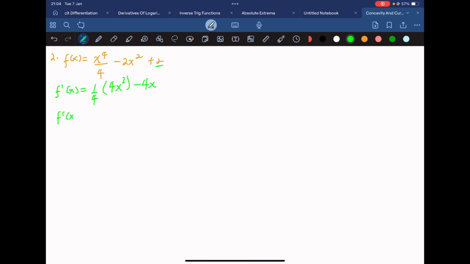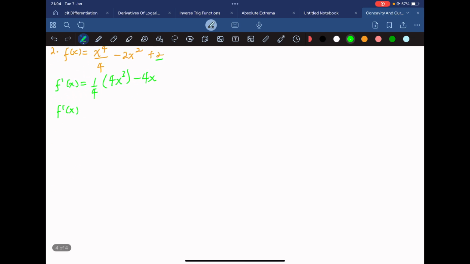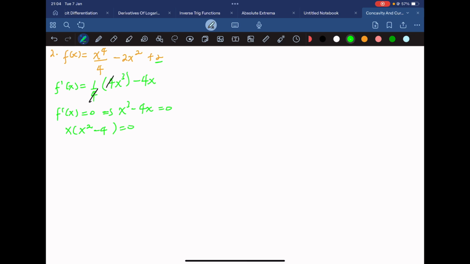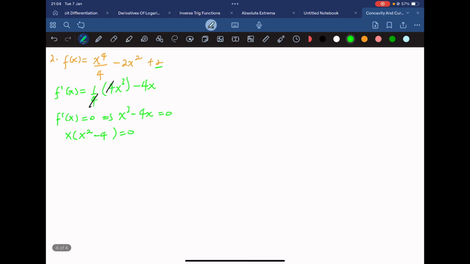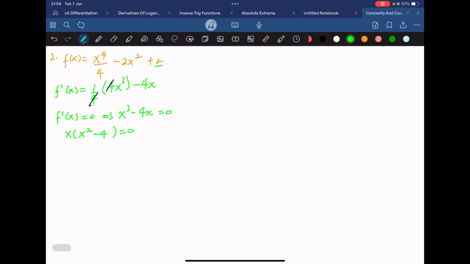So we just have to equate this to 0. If we do that, remember, this 4 can cancel this 4. So we just have x cubed minus 4x left. So this is x times x squared minus 4 equal to 0. Let's see if everything is right over here.